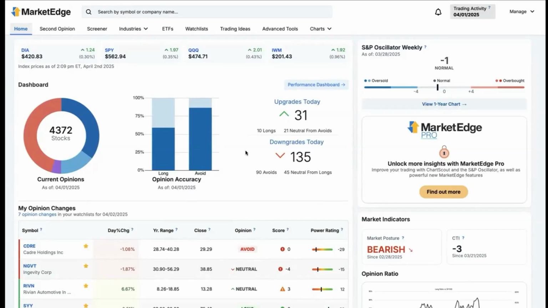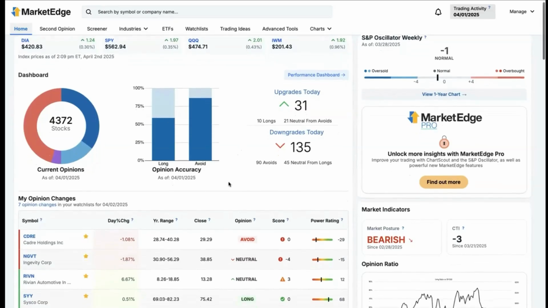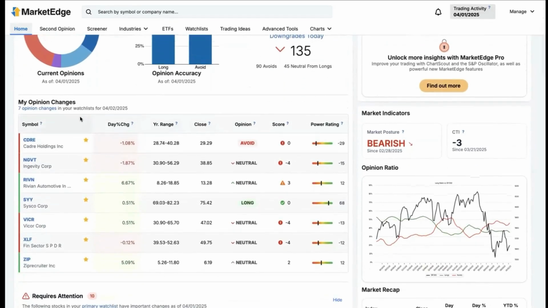So I just want to walk through a couple changes in our release. Number one is on our homepage, we've surfaced the opinion changes for that day. So basically, on our most recent analysis, these stocks in all of your watch lists changed opinion today. This information is normally sent out in our nightly email where you get a similar rundown of all of the stocks that changed opinion. Now we surface that as well on your homepage, so it's nice and easy to find.